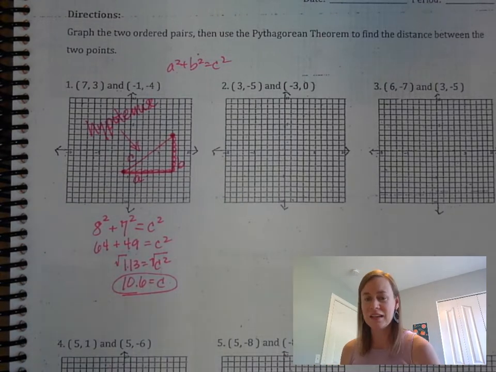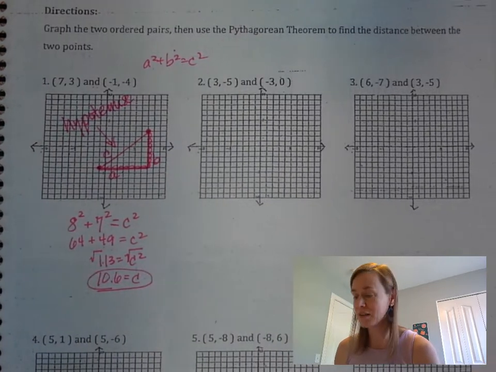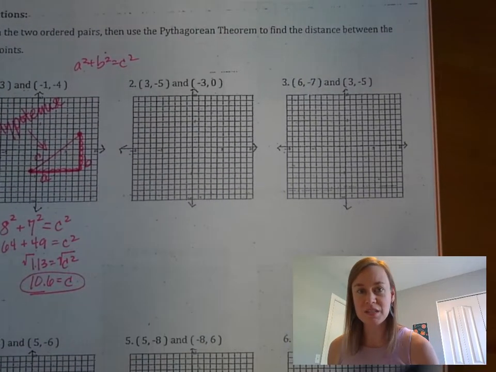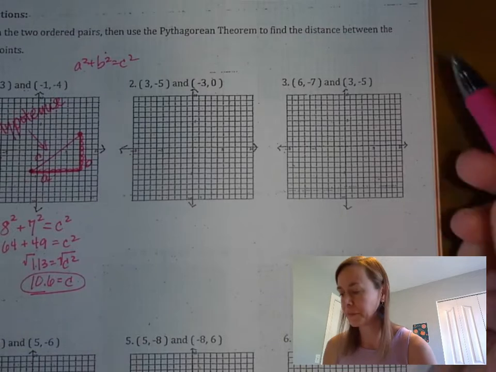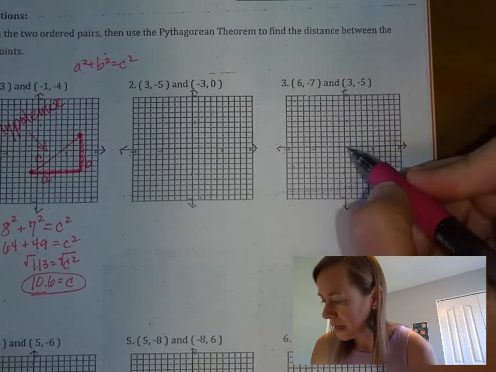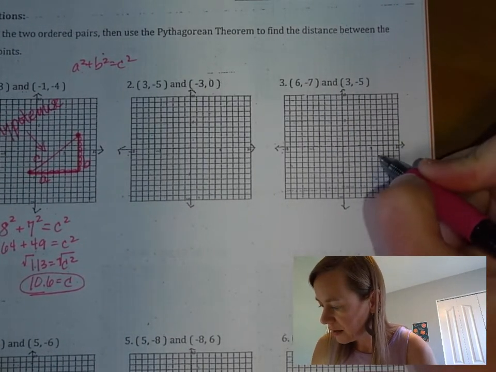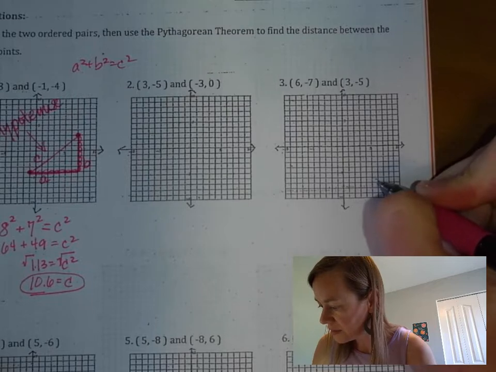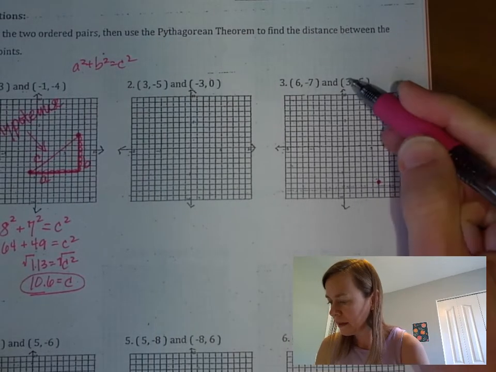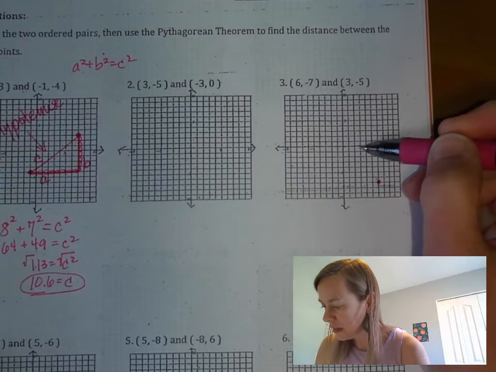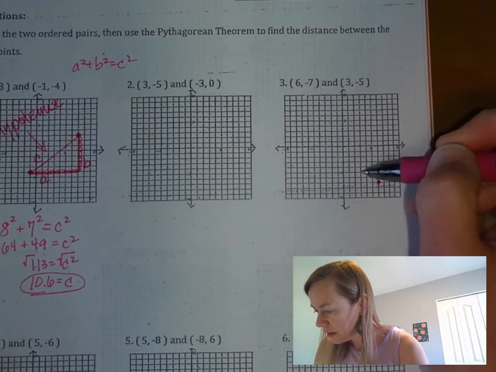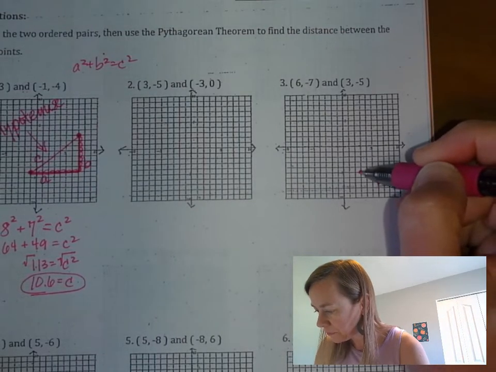So we're going to get to that in a second. Feel free to fast forward to it if you want. Let's do number 3 first, just to practice this a little bit more. So for 3, you have 6, -7. So I've got 6 here, going down to -7 is there. And then 3, -5. So 3, -5 is right here.